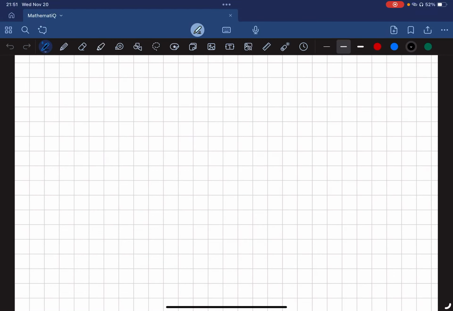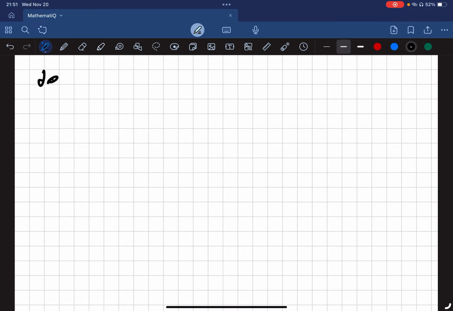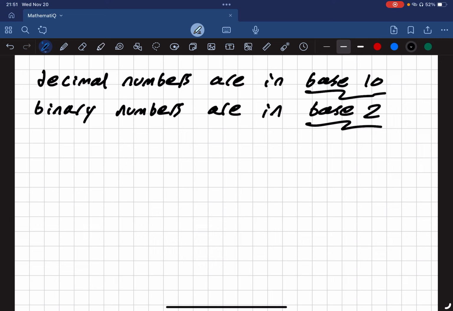All right, in this video, we'll be showing how to convert from decimal to binary. So first things first, decimal numbers are in base 10. That's one thing you want to remember. And binary numbers are in base 2. So those are the two main concepts of this section, right?